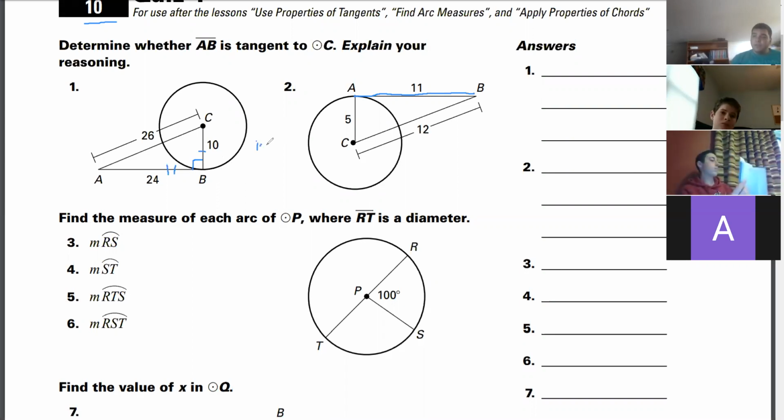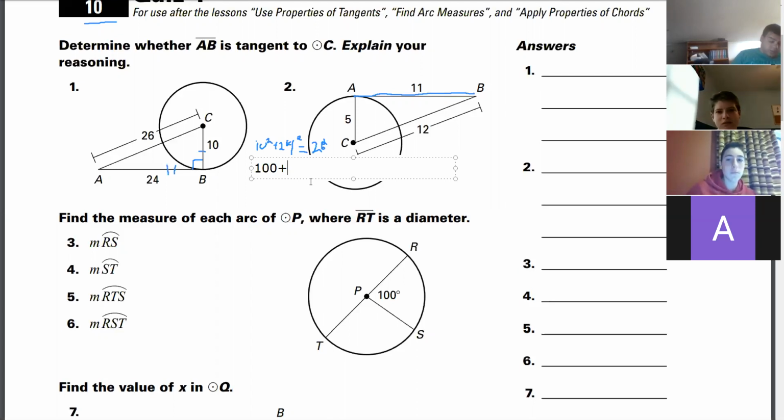So we're going to do 10 squared plus 24 squared equals 26 squared. Remember, in the right triangle, your hypotenuse is always the biggest. You could also think of it as the one across from your right angle. Actually, I guess I'm going to type this out. So 10 squared is 100 plus 24 squared should be 500 something? 676. No, 10 squared plus 24 squared equals 676.